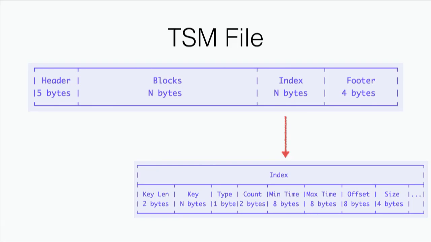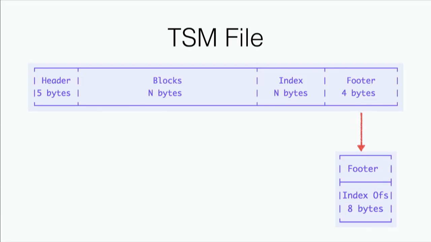And then we have an index. In the index, we have a key length, right? Because in our case, the keys are actually strings. They're not uint64s or uint32s or whatever. So we need to know the length of the key. Then we have the key itself. We have the field type, right? Because we can store different types. And then the count of values that we have in the file, the min time, the max time, the offset in the file of where to find those values, and then the size.